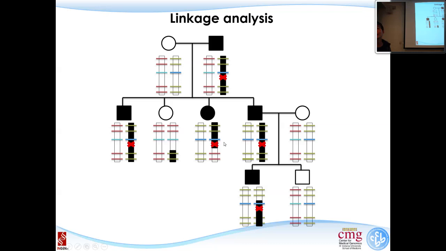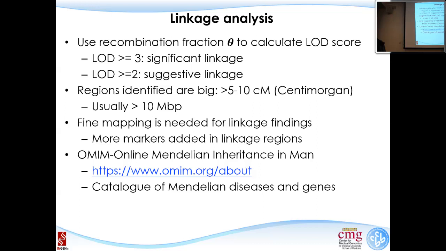We basically calculate the number of recombinations between a marker and a disease locus. Then we get this recombination fraction theta. Then we calculate the so-called LOD score. If you get a LOD score larger than 3, we say you have a significant linkage. And if you have a 2, actually somebody uses 2.2, you can say you have a suggestive linkage.